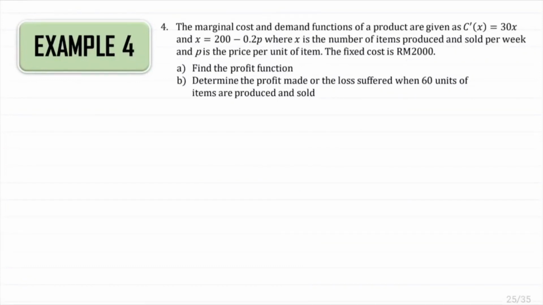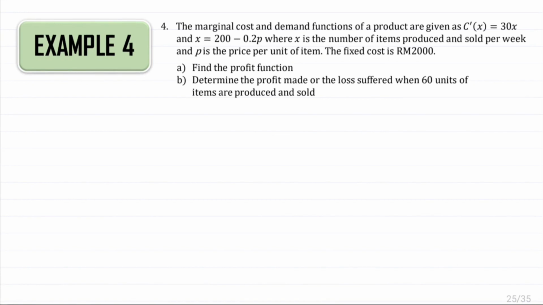Question number 4. The marginal cost and demand functions of a product are given as C′(x) = 30x and x = 200 − 0.2P, where x is the number of items produced and sold per week and P is the price per unit of item. The fixed cost is 2,000.